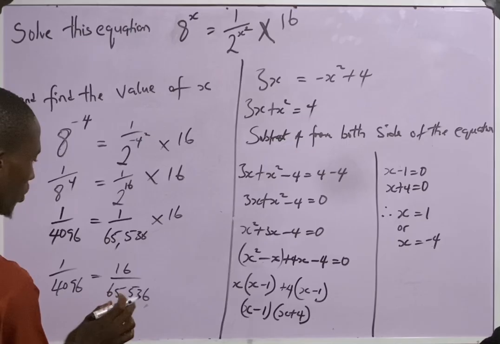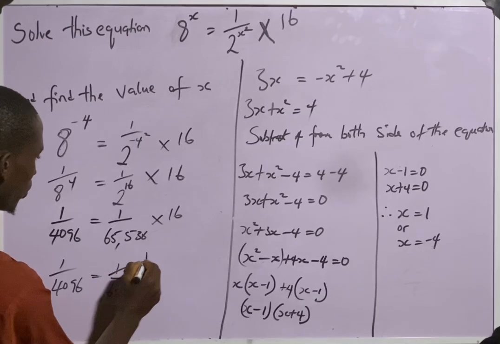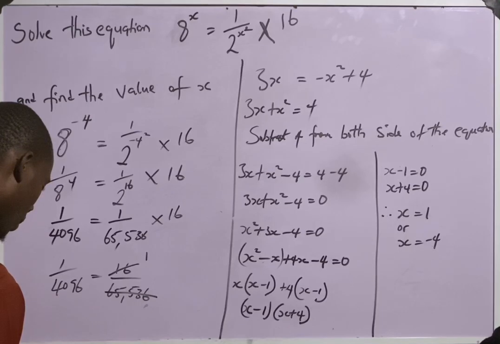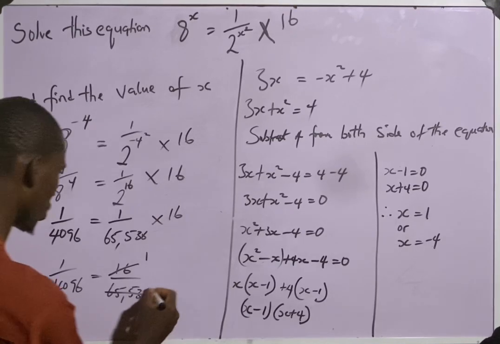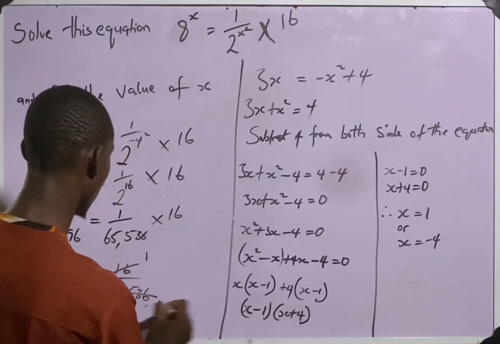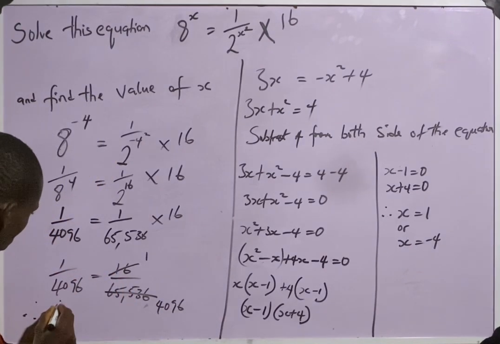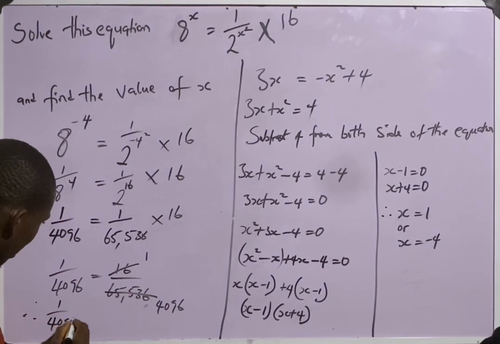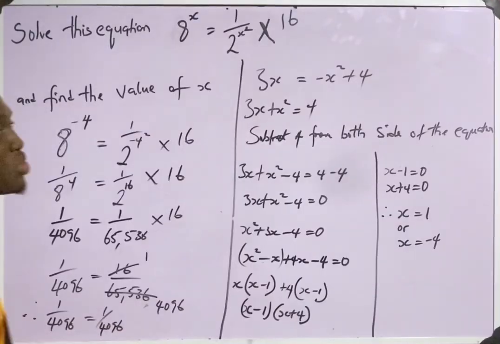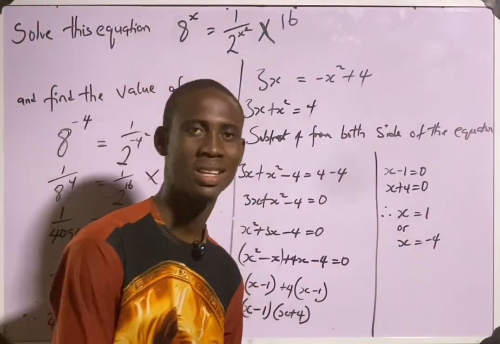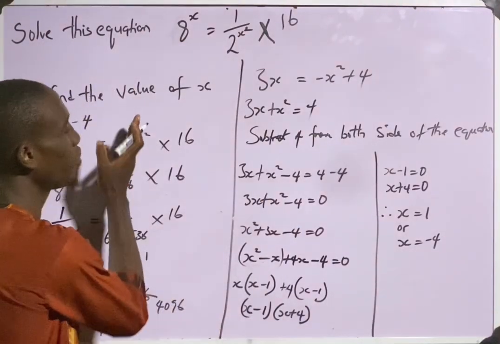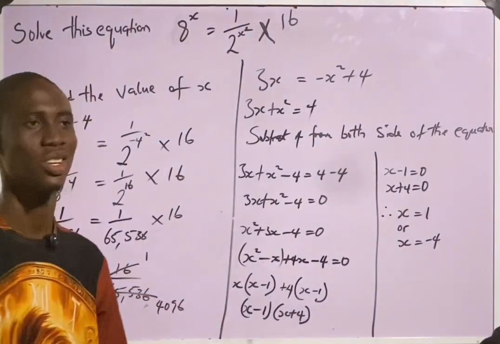So let 16 go into this. 16 going into 16 is 1. 16 going into 65536 is 4096. So therefore 1 all over 4096 is equal to 1 all over 4096. So have you seen that we arrived at that answer? So that is to show you we moved from law of indices to quadratic equation.